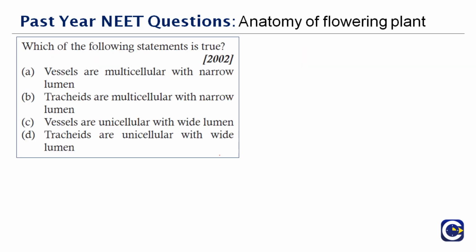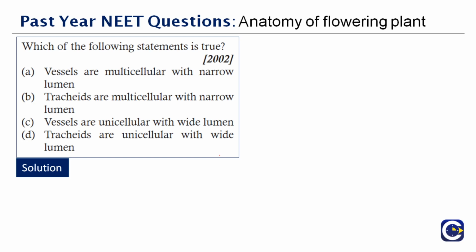Okay, next question here. Which of the following statements is true? Now we have to analyze the statements. Vessels are multicellular with a narrow lumen. Wrong. See, usually vessels will be elongated. Tracheids are multicellular with narrow lumen. Wrong. Vessels are multicellular with a wide lumen, and tracheids are unicellular with a wide lumen. Usually vessels, as I said, are elongated, so none of them will come under this. And vessels are multicellular, water conducting channels with wide lumen. Therefore the right answer will be tracheids are unicellular with a wide lumen.